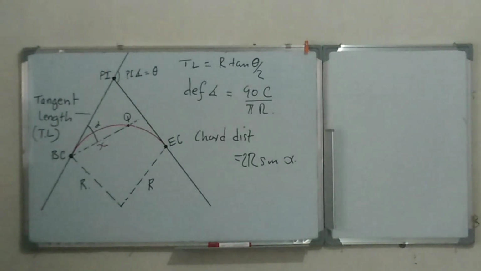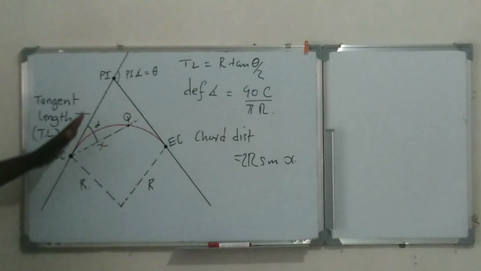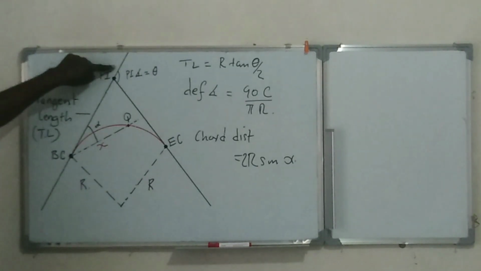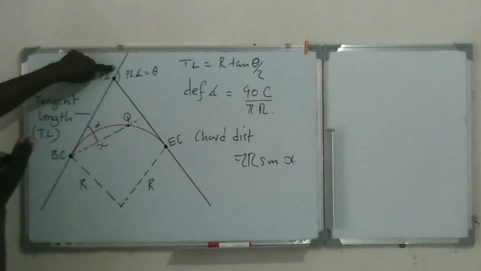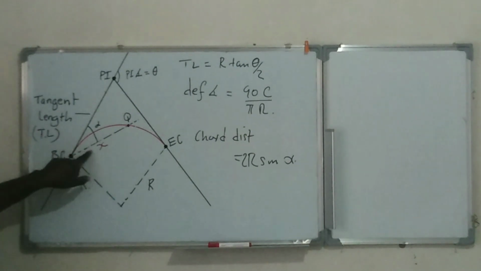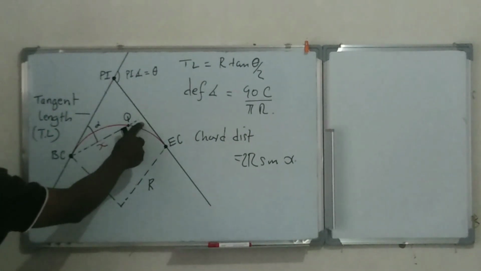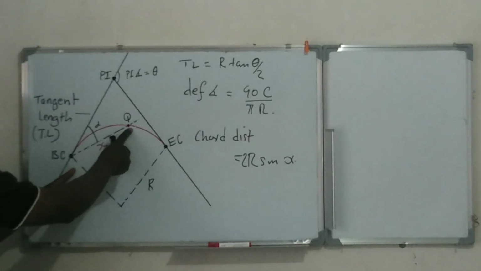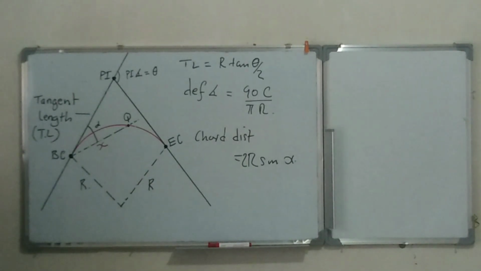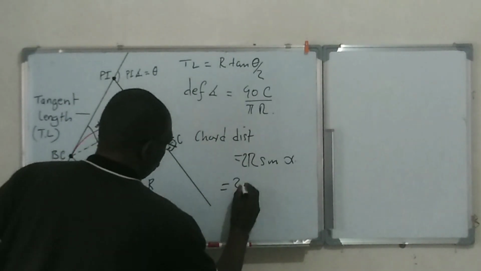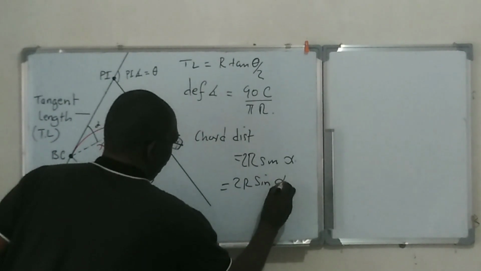So let's go through this again. We put our machine on the BC, we orient it, we set our horizontal circle to 0 degrees up forward to the PI. So our machine is looking towards the PI and the machine is reading 0 degrees. Then we swing it an angle equal to alpha, the deflection angle. It will take us to this ray here. Once we do that, we then measure a distance x to get to Q. This distance is the chord distance, and it's given by 2r sine of alpha. Let me just write it here. It's equal to 2r sine of alpha.